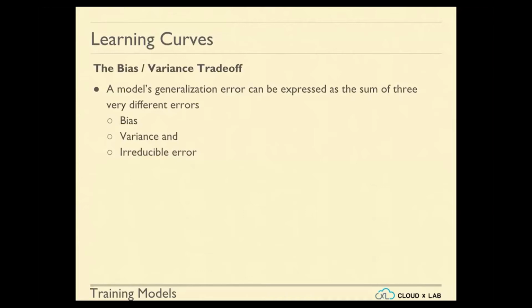The second reason for the error is maybe it is memorizing too much, right? And therefore it's not generalizing well. That's basically variance, or you can say overfitting. The third part of the error is the irreducible error.